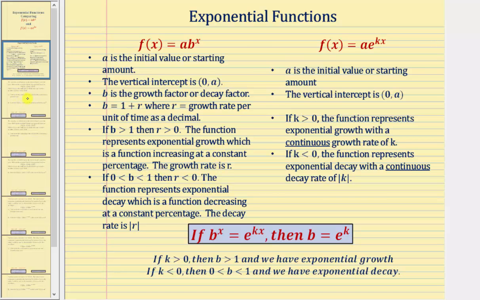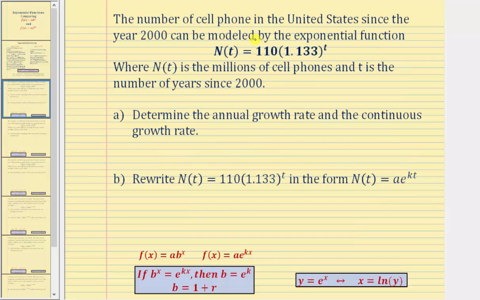Let's look at an example. Here we're given a function that models the number of cell phones in the US since the year 2000, where n of t is the millions of cell phones, and t is the number of years since 2000. We're asked to determine the annual growth rate and the continuous growth rate. So the first thing we should recognize here is that the given function n of t is in the form a times b raised to the power of t, and therefore by analyzing the base b, which equals 1 plus r, we can determine the annual growth rate.